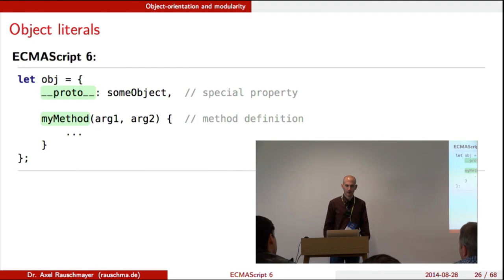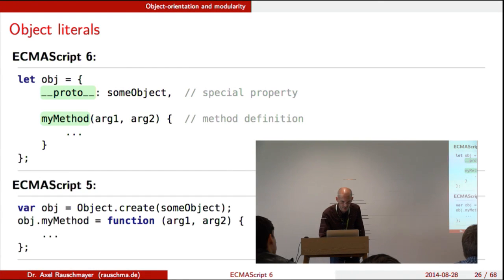And then you have object literals, and you get a nice compact syntax for methods, and you can, instead of using object create, you can set the prototype of an object via underscore underscore proto underscore underscore, and that is pronounced dunder for double underscore. So it's dunder proto.